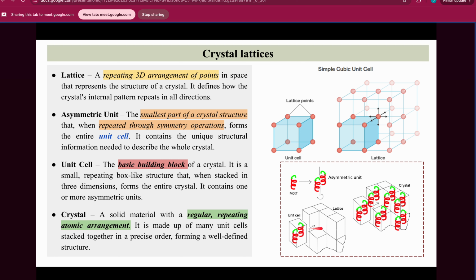Now these unit cells will stand on each other, get stacked, and generate a crystal lattice. In this way, a crystal is a solid material with regular repeating atomic arrangements, composed of many unit cells stacked together in a precise order, which form a well-defined structure.